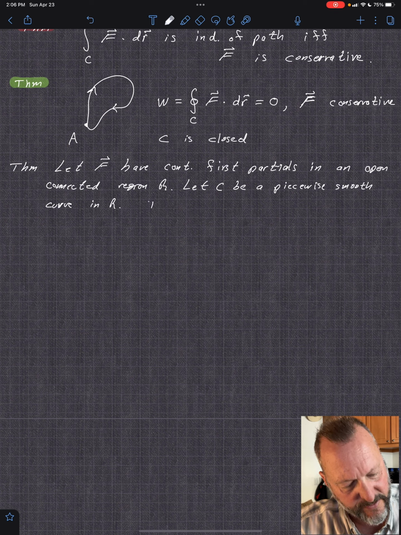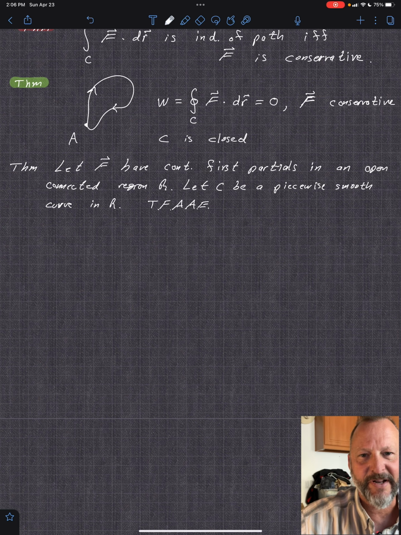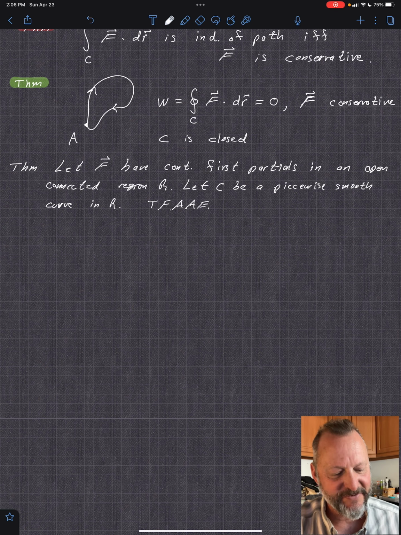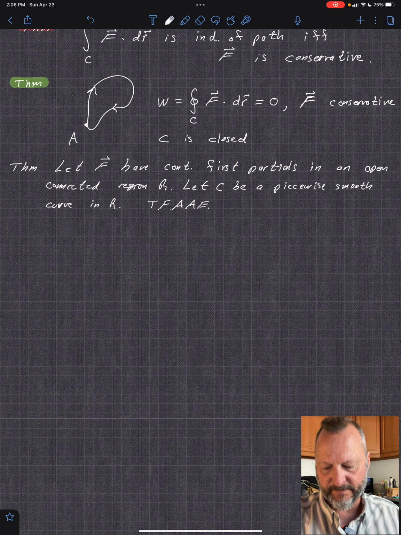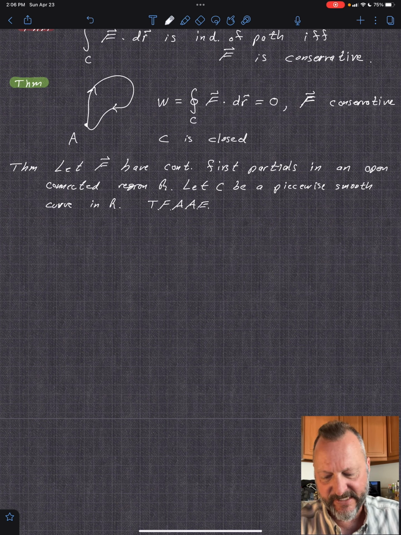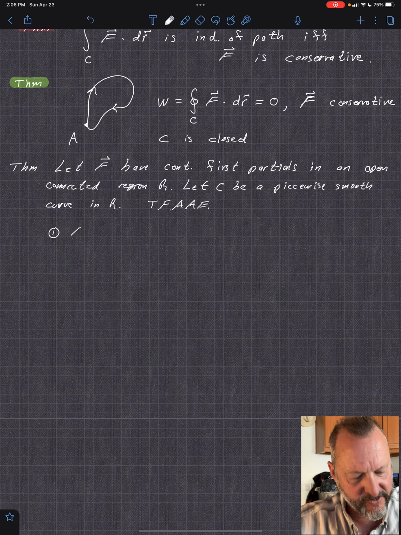Then T, F, A, E. Probably not seen that before. That means the following are all equivalent. So these are all equivalent statements. 1, F is conservative.